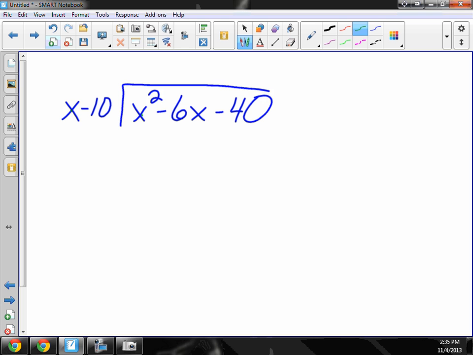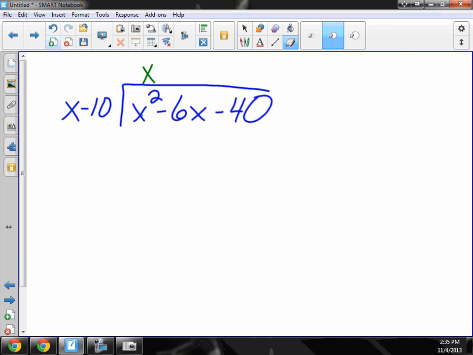5. So what you're saying is 2 times 5 is 10. What times x is x squared? X. So what you're really doing is x squared over x equals x. So it goes in x times, not once. X. So x.